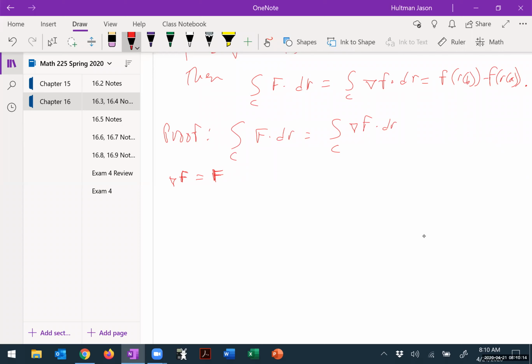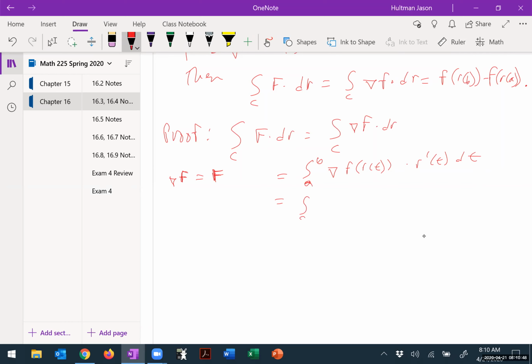So this thing is equal to, we're going to go from a to b of del f of r of t. We're going to parametrize this. r of t dot r prime of t dt, just like what we've done before. Parametrize this, have our integration factor there of r prime of t dt.